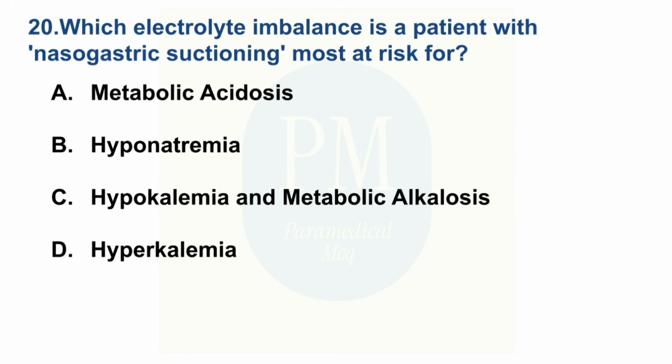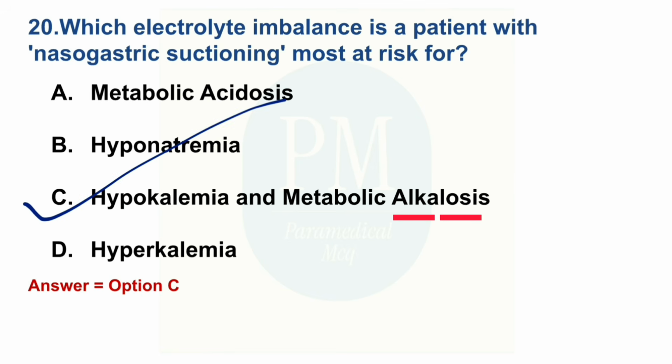Which electrolyte imbalance is a patient with nasogastric suctioning most at risk for? Option A, metabolic acidosis; option B, hyponatremia; option C, hypokalemia and metabolic alkalosis; option D, hyperkalemia. The correct option is option C, hypokalemia and metabolic alkalosis.